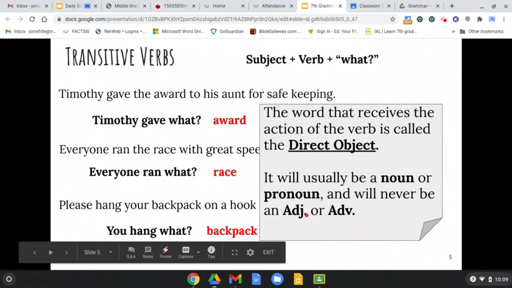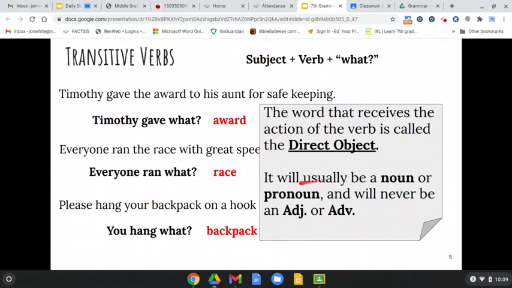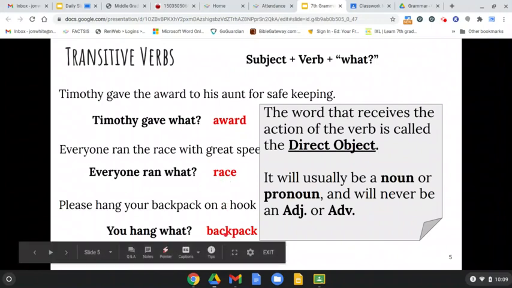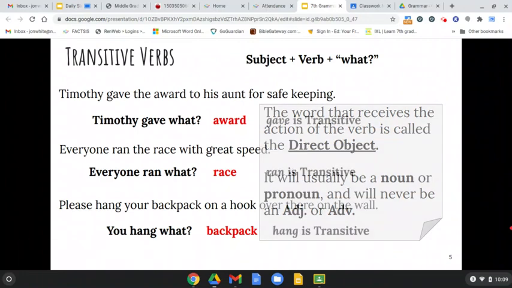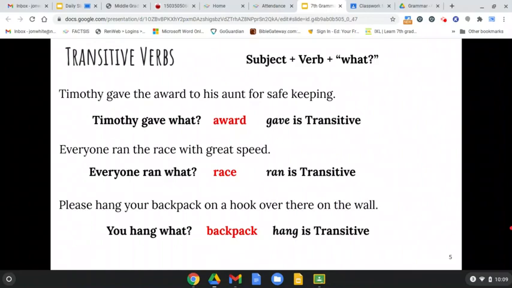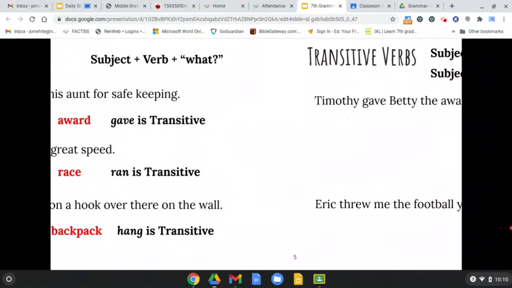We're not going to find adjectives and adverbs answering this subject plus verb plus what question. It's going to be nouns and pronouns, and we'll call these direct objects. So award is the direct object, race is the direct object, and backpack is the direct object. And if you have a direct object, you have a transitive verb. That is the defining characteristic of a transitive verb. It's that you have a direct object.